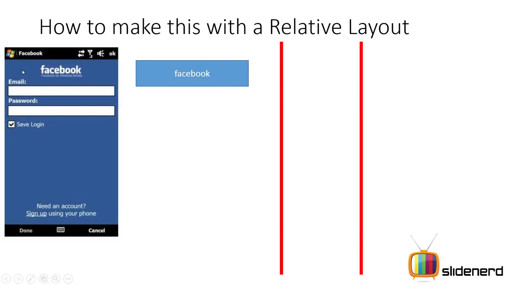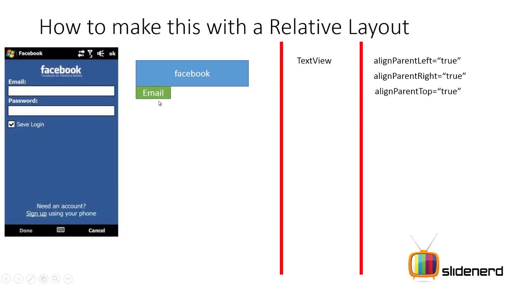Now remember, as you can see, this sticks to the left side of your parent, it sticks to the right side, and it also sticks to the top. So we can simply have the text view like this: align parent left is true, parent right is true, and top is true. Next, right below this text view, we have this email written over here. This email is another text view.